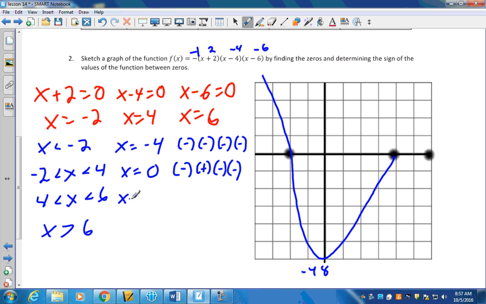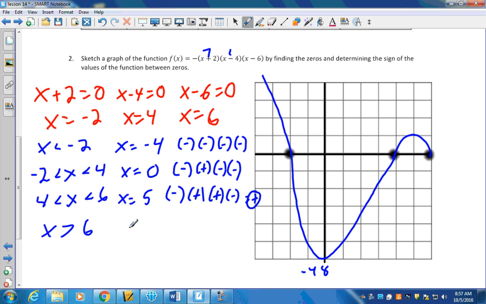Pick a number between 4 and 6. 5. We still have that first negative. And then we have 5 plus 2. We have 5 minus 4. And we have 5 minus 6. So we have a negative, positive, positive, negative. That would be positive. These values from here to here are positive.